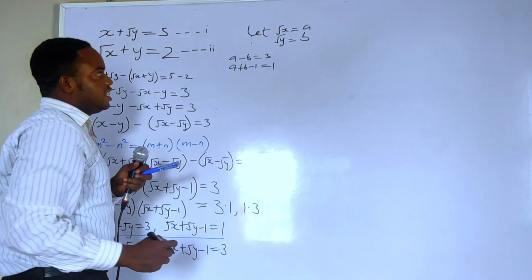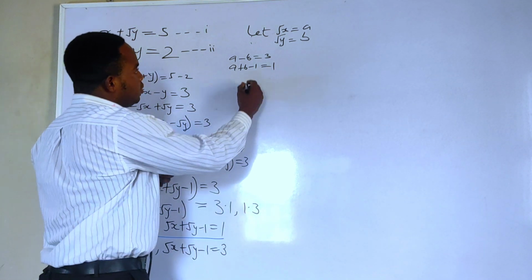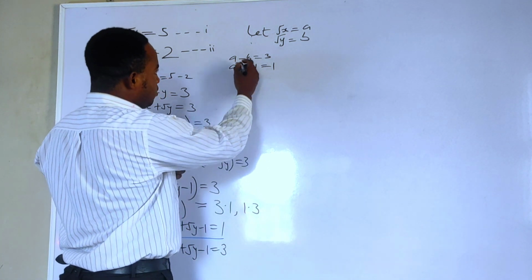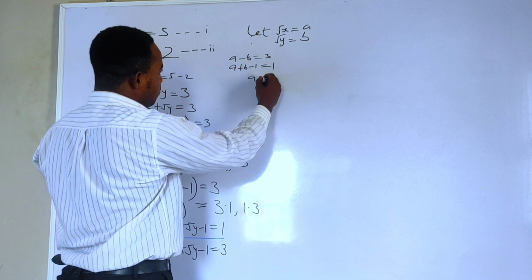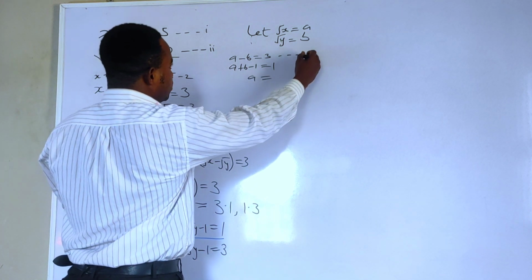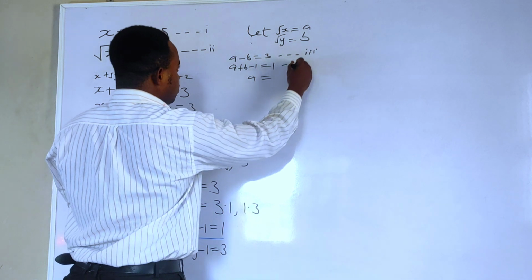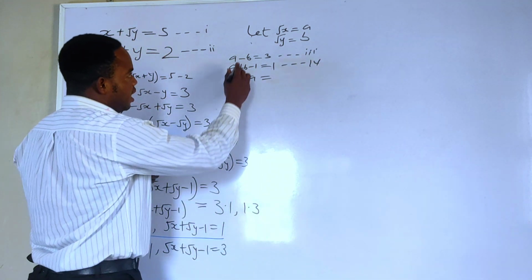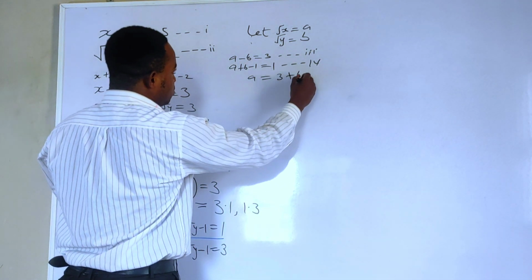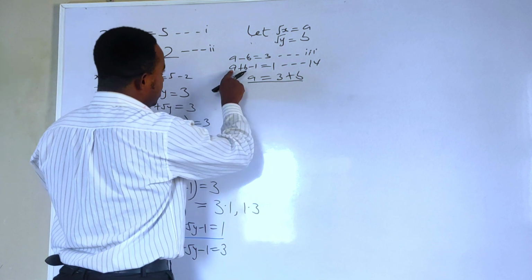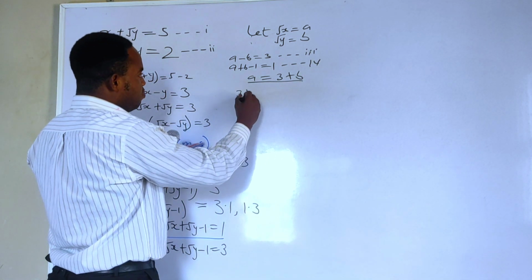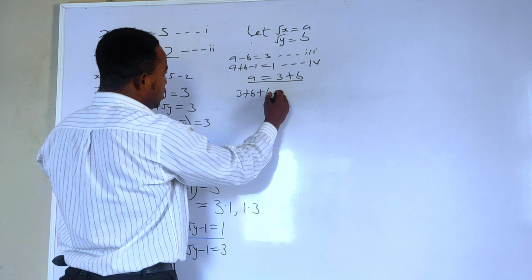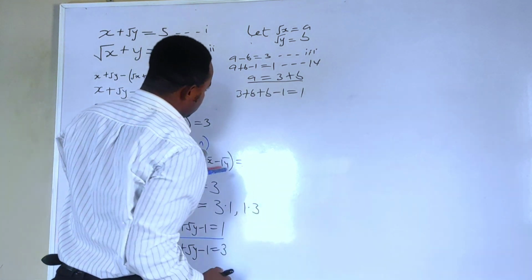So let us solve this set of equations from here. Let's solve it by substitution. We have a in the first equation here. Let us call this 3 and call this one 4. a is equal to 3 plus b. I'm putting this here. So I have 3 plus b plus b minus 1 is equal to 1.